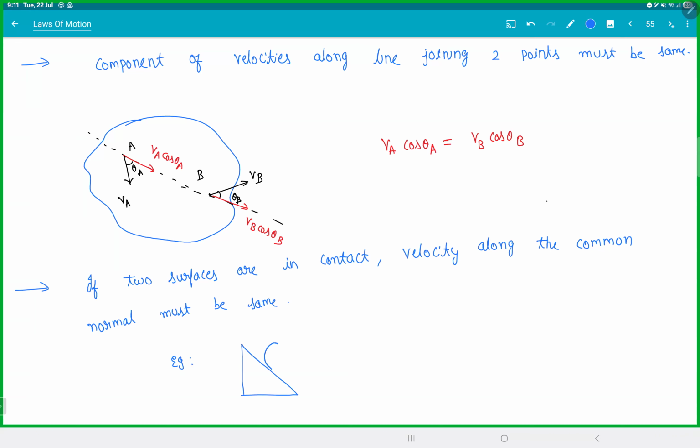So if you take an incline and a ball, the common normal will be this. The line which is perpendicular to both the surface of the sphere and the incline.